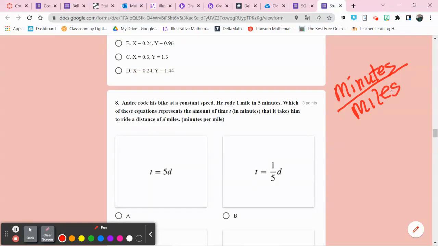So it's really important to write it down. See, even I make mistakes. So always check your answer. So they have minutes first over miles. And that would be T over D. Okay? Now, let's put our numbers in.